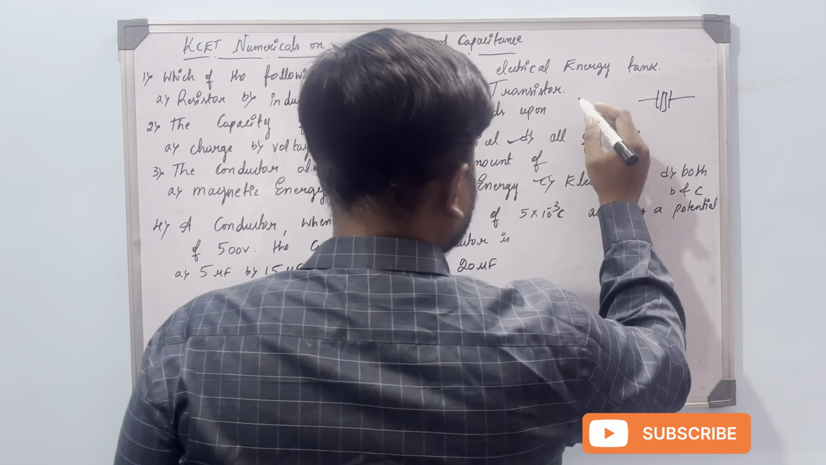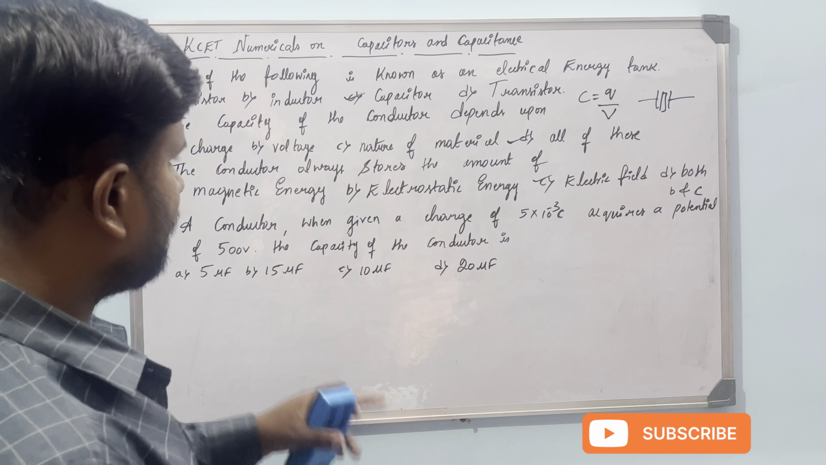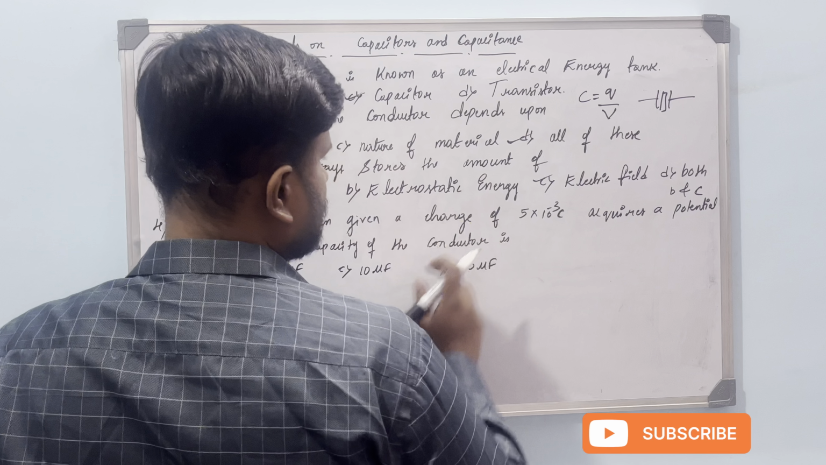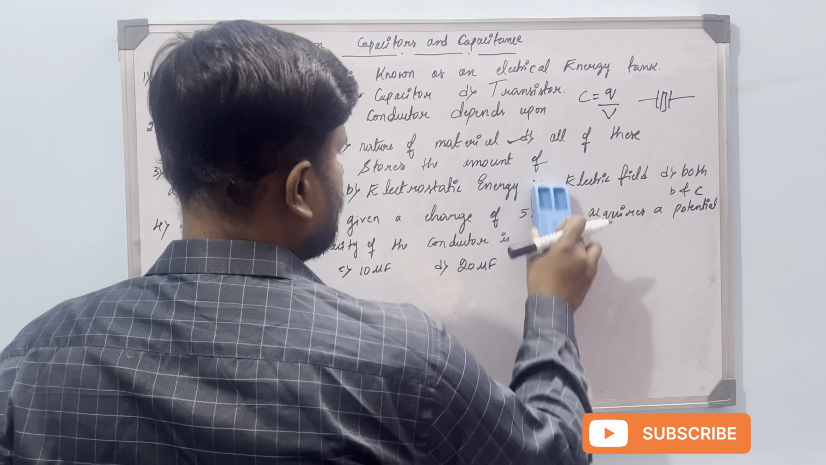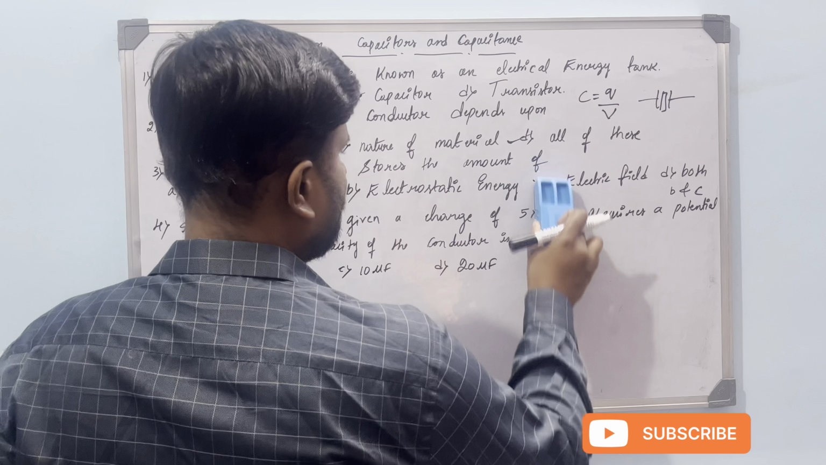See the next question: the conductor always stores the amount of. Previously I told you it will store the electrostatic field and electric field also. That's why both B and C are the answer. Okay, see the next question.